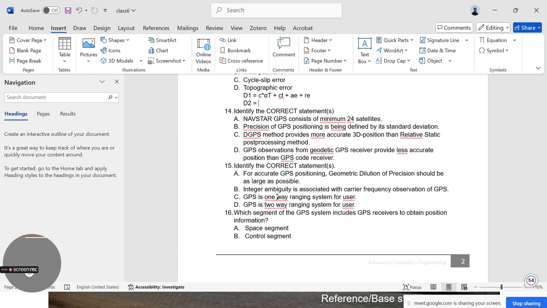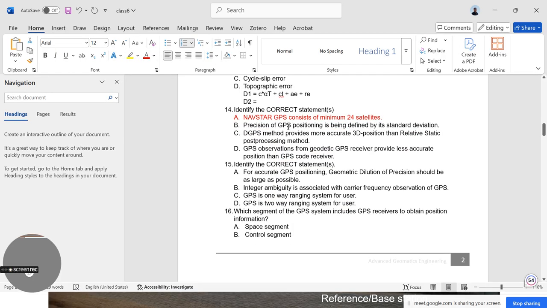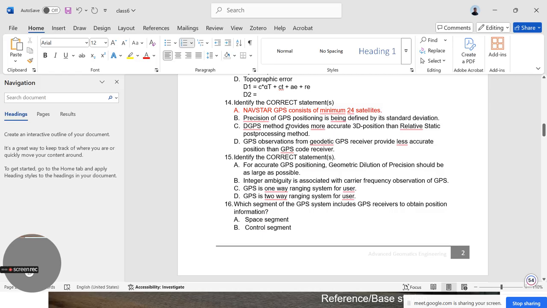Let's try to track it down. The first option is it requires a minimum of 24 satellites. That is true, so option A is correct. The next one is precision of GPS positioning is defined by its standard deviation. When we measure the error of GPS, we see the location uncertainty is plus or minus the standard deviation. So the second is also true.